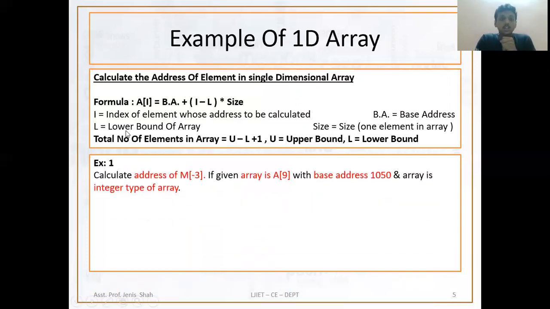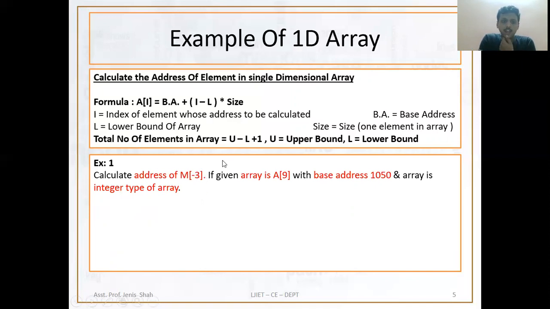Now, the total number of elements in the array is equal to u minus l plus 1. Just write it down in your notes, u minus l plus 1. So what do you mean by the u? U is the upper bound of the array. L is the lower bound of the array. Okay. So upper bound, lower bound, what is it? I'll explain it in this example. Okay. First check the example.